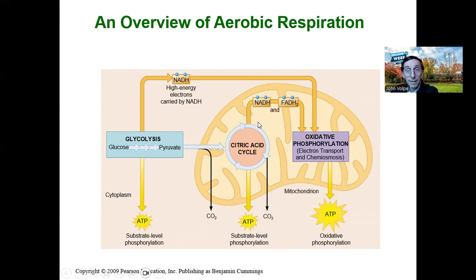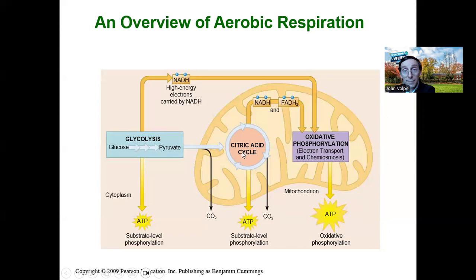Let me say that in the citric acid cycle, as well as the preparatory step right here, you do generate some CO2, and that's actually where the carbon from glucose goes. All of the carbon in glucose is burnt to CO2 in the preparatory step or the Krebs cycle. I'll talk about the preparatory step in a little bit.